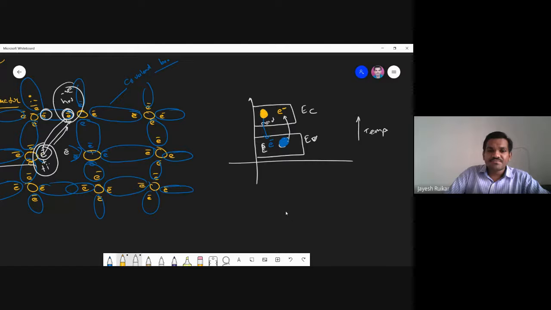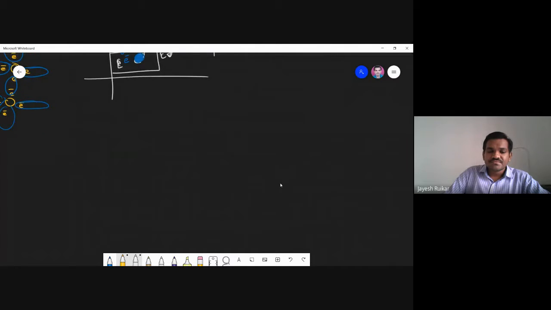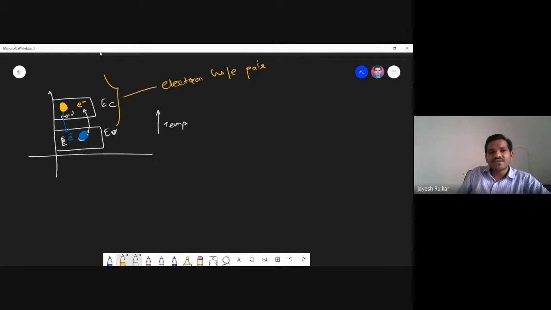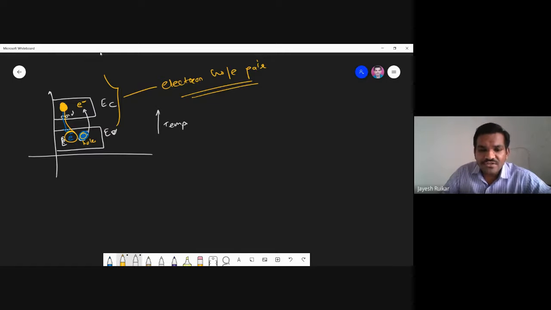So this is what we are calling an electron hole pair. Electrons from the valence band start moving towards the conduction band, and they form a hole here. At some times, the electrons from the conduction band start moving towards these holes. So this is what we call an electron hole pair.